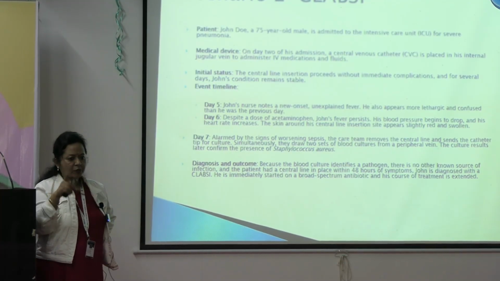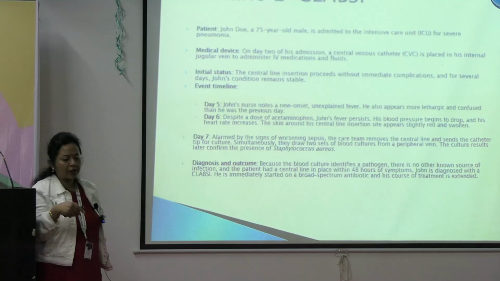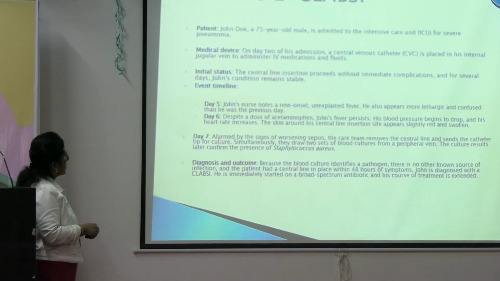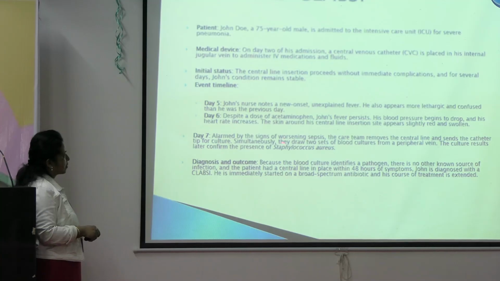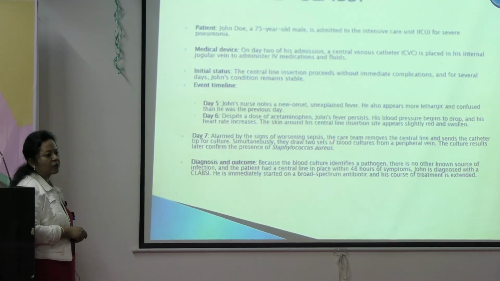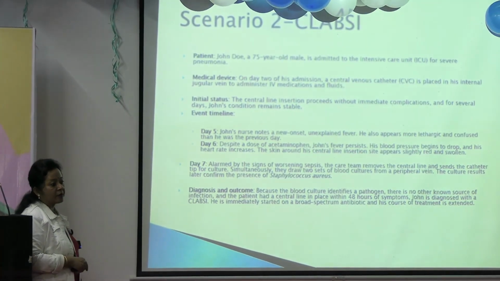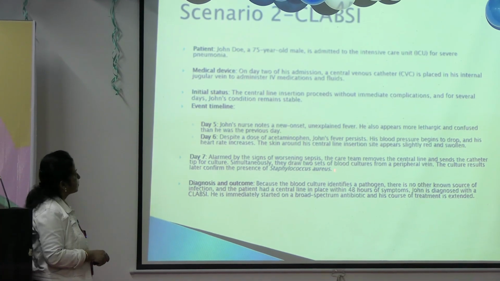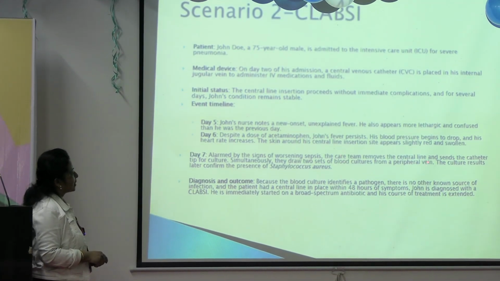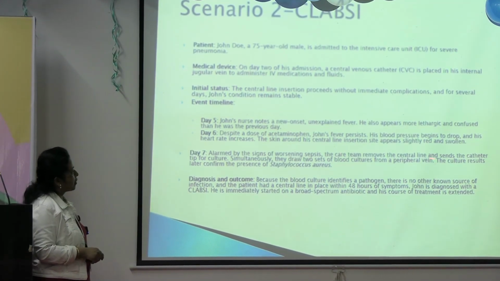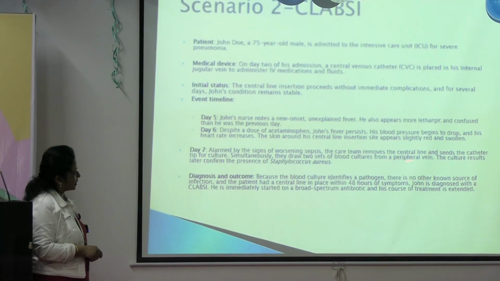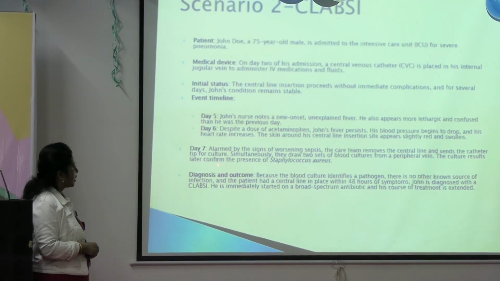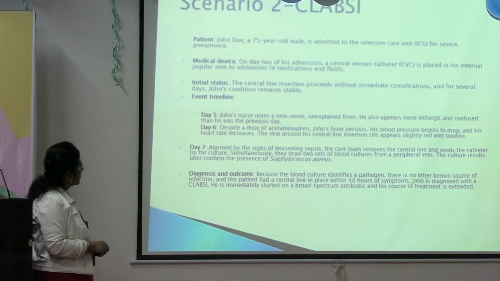So you have to put your suspicion there can be an infection around that catheter site. Alarmed by the signs of worsening sepsis, because of the central line. Sepsis is what? Infection in the bloodstream, in the blood, right? The care team removes the central line. They remove it because they want to take the nidus out, this particular central line, and send the catheter for culture.